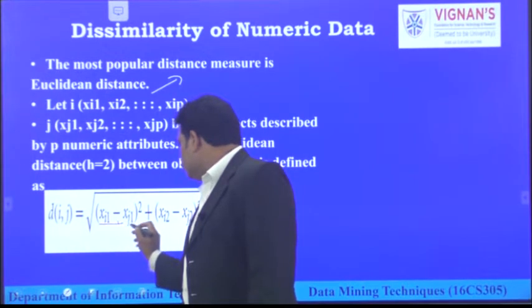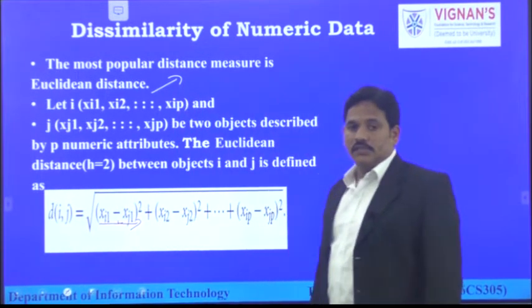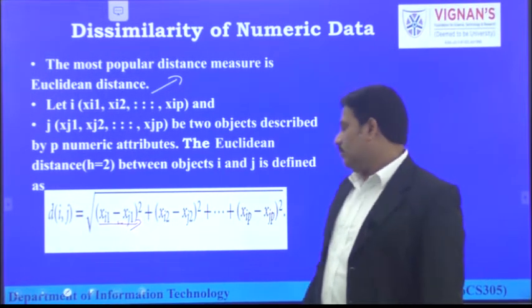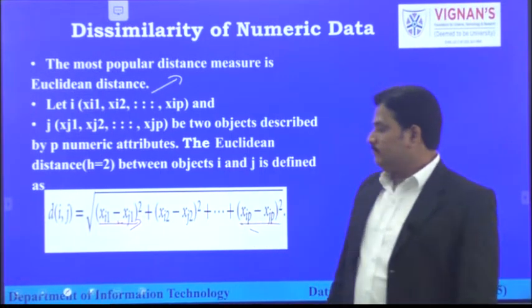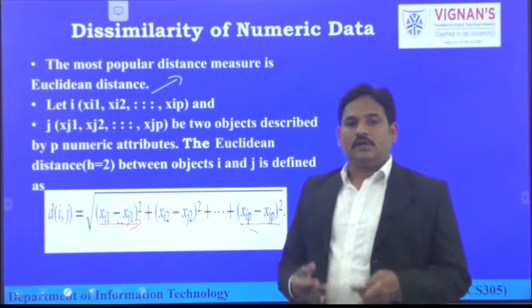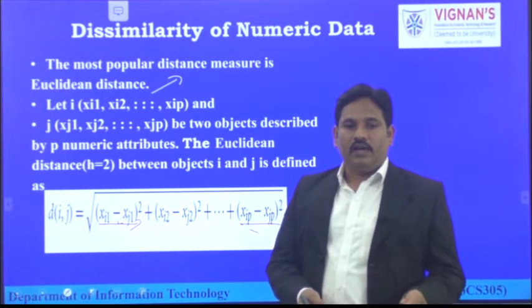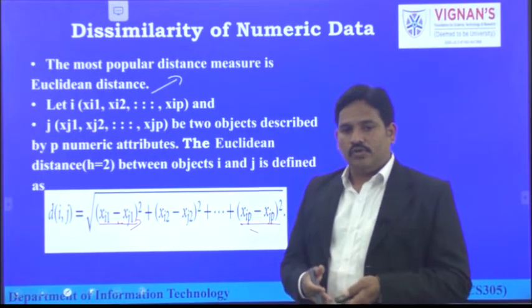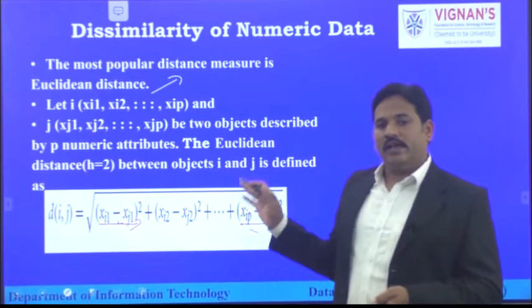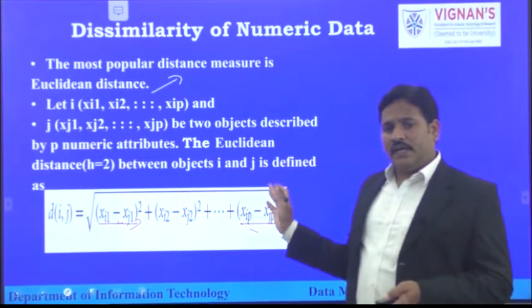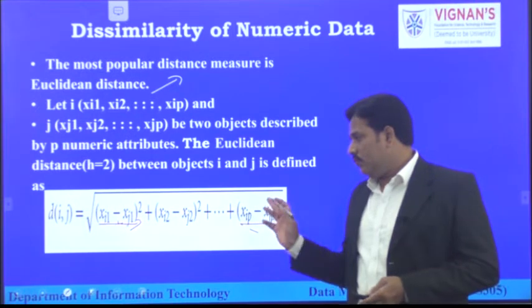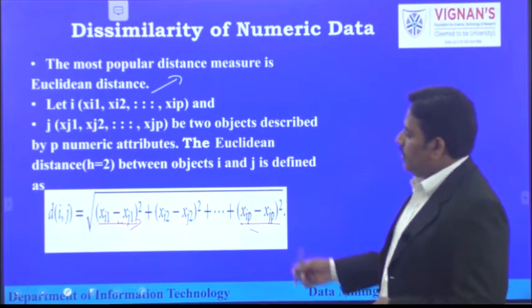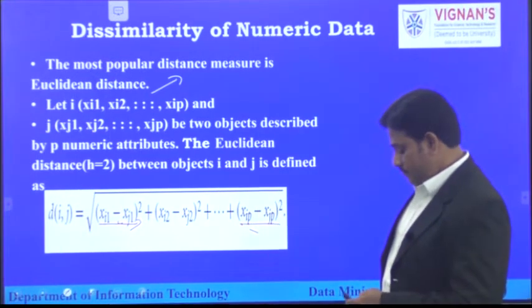Subtract every value with its counterpart, that is x1 minus y1 whole square plus x2 minus y2 whole square, up to xn minus yn whole square. That means we are taking the subtraction between the x coordinate value and the y coordinate value, and we are squaring it. When we apply squaring, we will get the absolute value, and we are repeating the process for all the elements of the given two data sets, and we are taking the square root of it. It will give the Euclidean distance. Now here we are taking only two attributes, that is x and y.